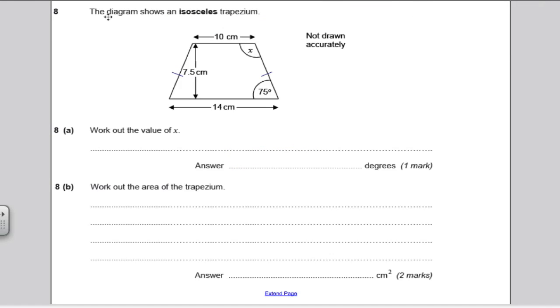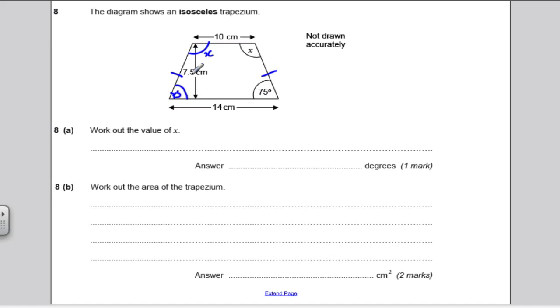Okay, question 8. The diagram shows an isosceles trapezium. An isosceles trapezium means that side and that side are the same, which also means that that angle is the same as that angle at 75 and that angle is the same as that angle at x. It says work out the value of x.